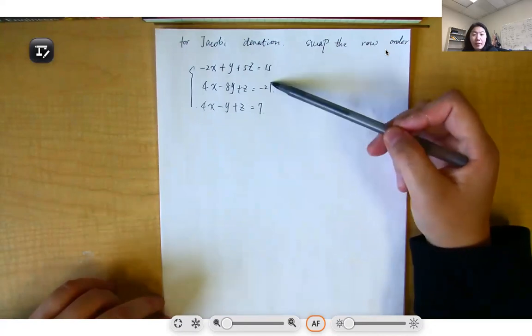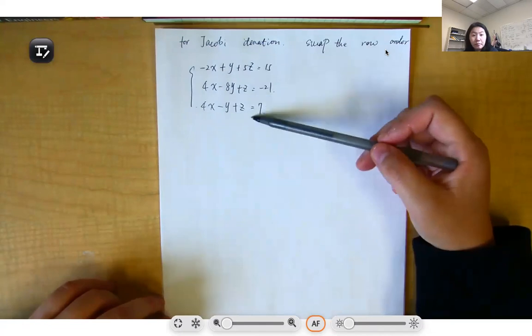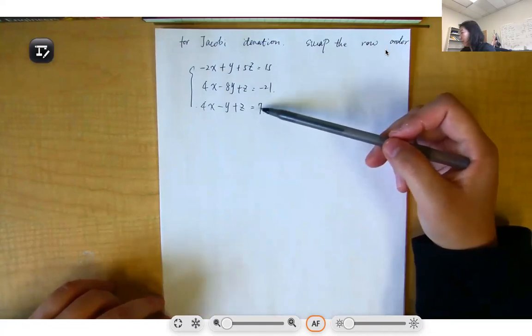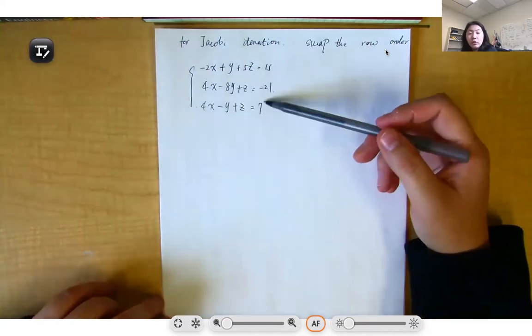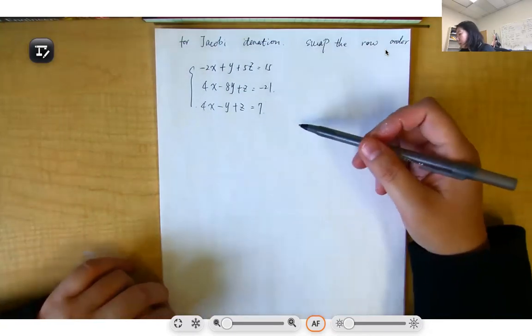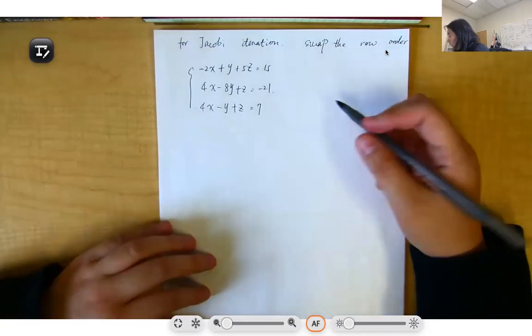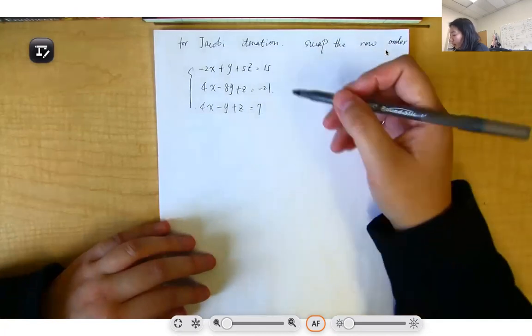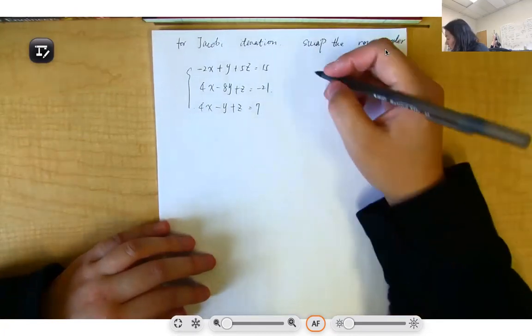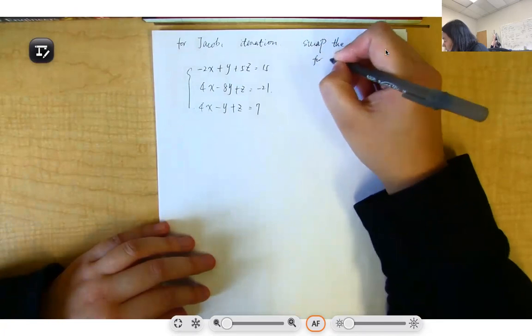In theory, when you swap the row, do you change the answer of x, y, z? No. If we swap the row, we won't change our answers. But how about using the Jacobi iterations? So let's make our new matrices for the Jacobi iteration.